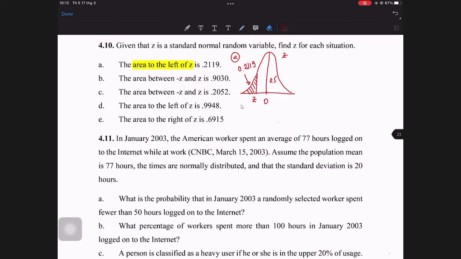So this is how we define Z here. If you are given the area to the left, you can just directly look at the table, because the table gives you the area to the left, right? So you can easily look up the table for this. All right. Next.